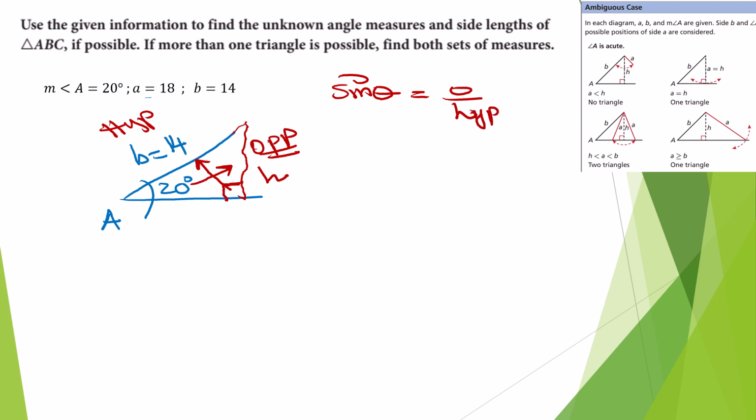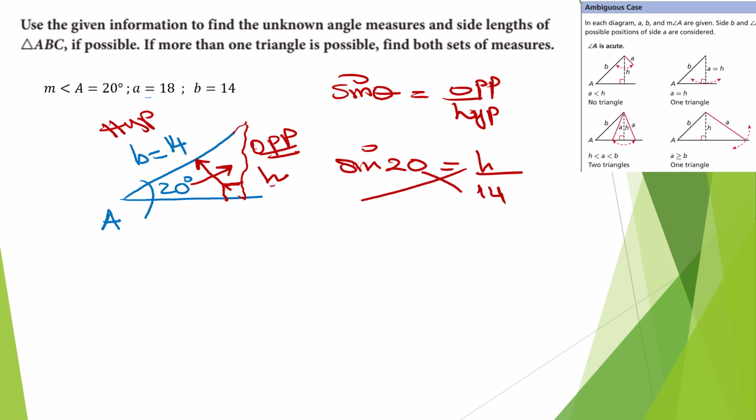Okay, this is opposite over hypotenuse. Now sine, what is my theta? My theta is given, that is 20. What is my opposite? This is the height which I have to determine. And what is my hypotenuse? That is 14 in this case.